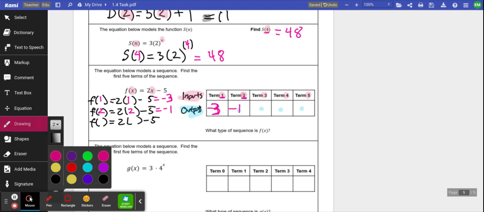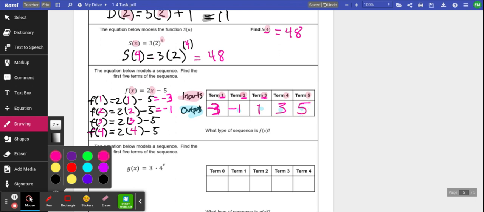Rewrite it, and now I'm going to put in my third input. So f of 3 equals 2 times 3 minus 5. That gives me 6 minus 5, which is a positive 1. And then I can do f of blank equals 2 times blank minus 5. Now my input is a 4. 2 times 4 is 8. 8 minus 5 is 3. And the last one, I don't have room, but that's going to be a 5.